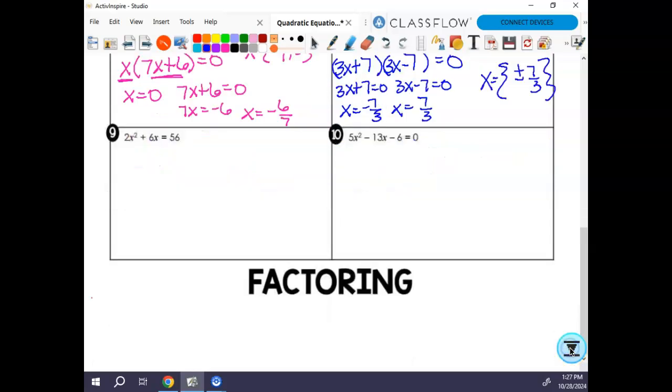So, number 9. What's my first step? Good. Minus 56. So 2x squared plus 6x minus 56 equals 0. What's my next step? GCF. Do you have one? Yes, because this is 2 and everything is even. So 2, and then x squared plus 3x minus what? 28. Good job. Equals 0. All right, then see if you can factor this one on your own.